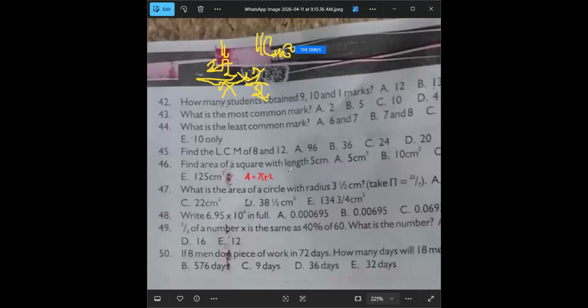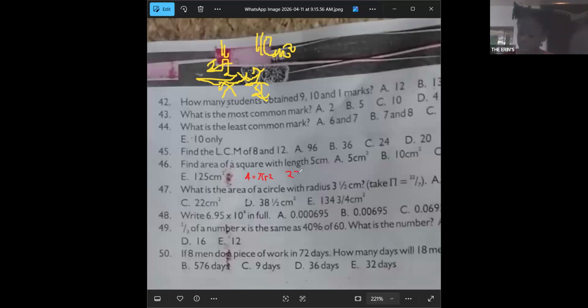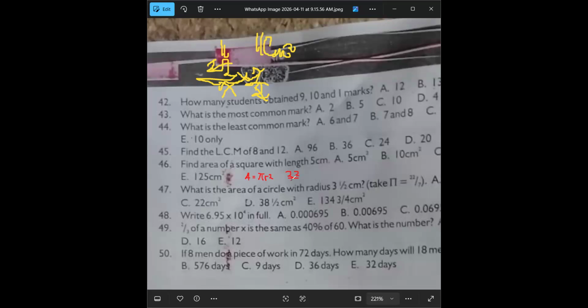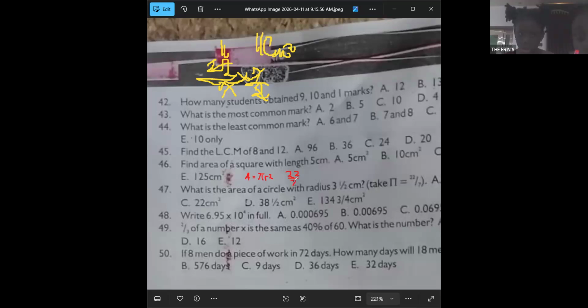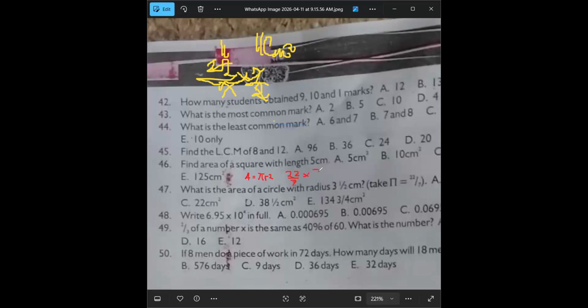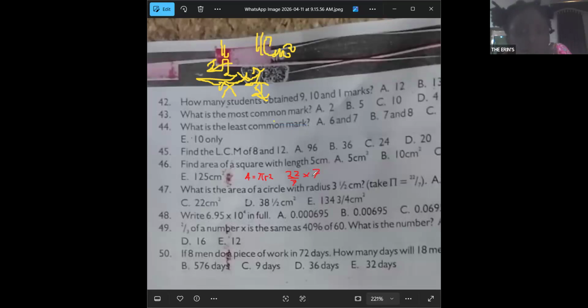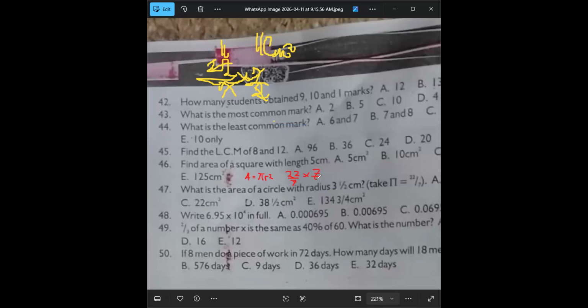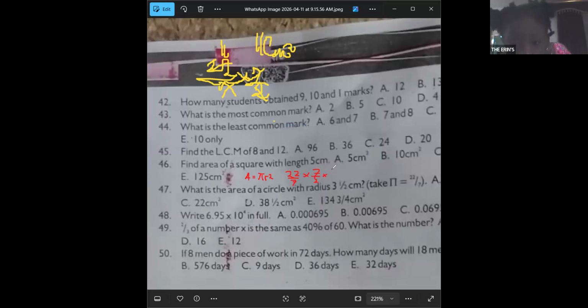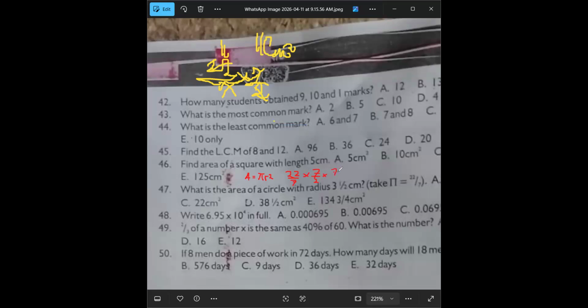Okay. So yes, what were you saying? 22 over 7, right? Yes, sir, times 7 over 2. Is it just 7 over 2 or 7 over 2 squared? It's 7 over 2 times 7 over 2. That's squared. Is that not what 7 over 2 squared means? Yes, sir. Please, don't make that mistake. Squared, don't forget it.